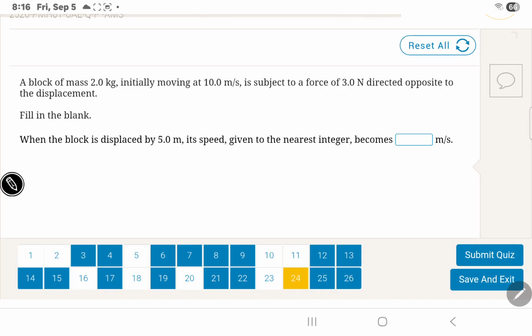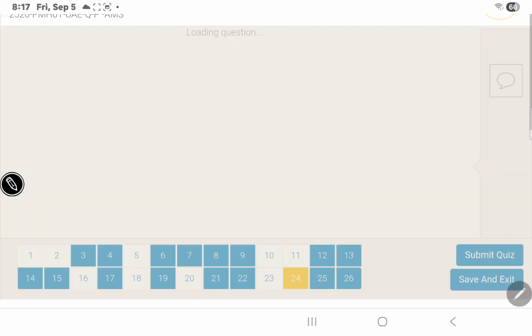Number 24, a block of mass 2 initially moving at 10 is subject to a force of 3 directed opposite to the motion. This is a repeated question, so let's leave it.